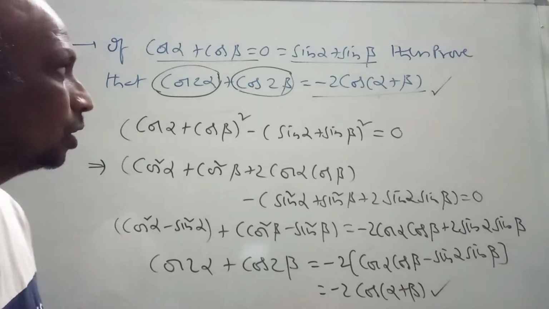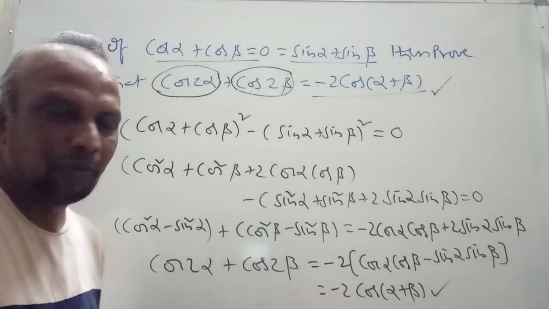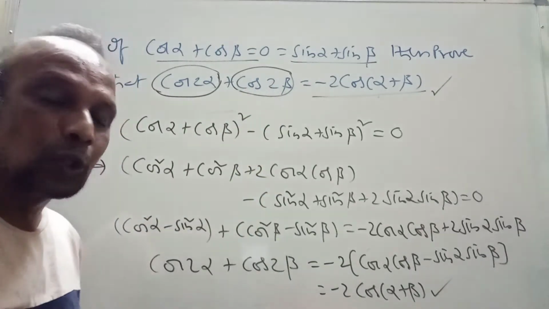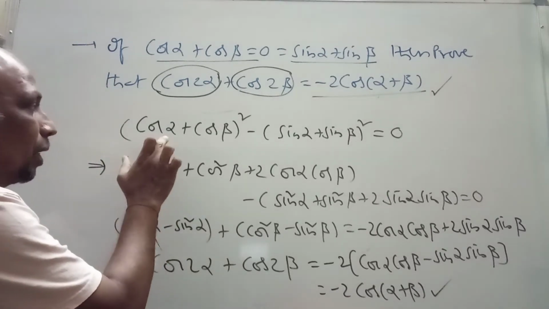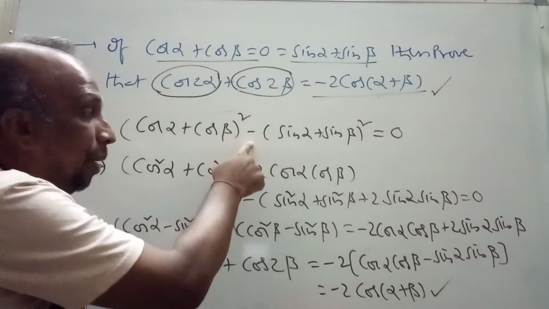So what I get as the idea here: cos 2 alpha is cos square alpha minus sin square alpha, and cos 2 beta is cos square beta minus sin square beta. To get those terms, I want the square of this, so I have taken the square of this. I want cos square minus sin square alpha, that I have taken minus here.